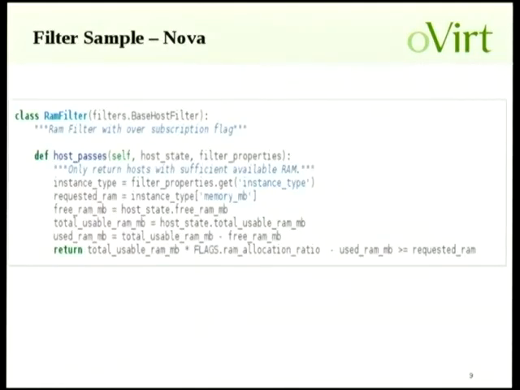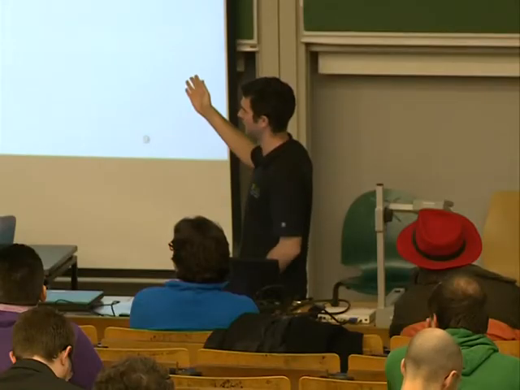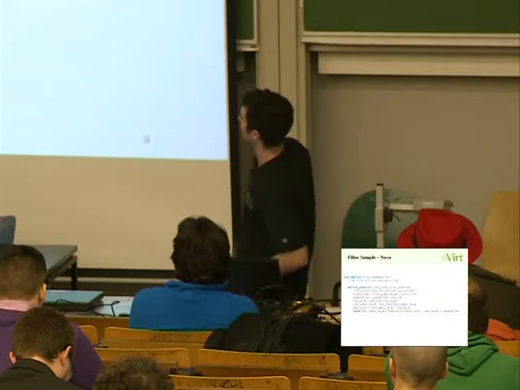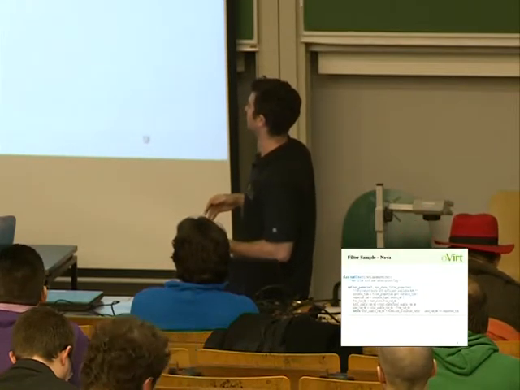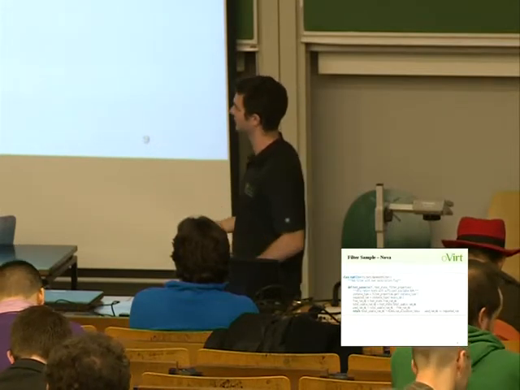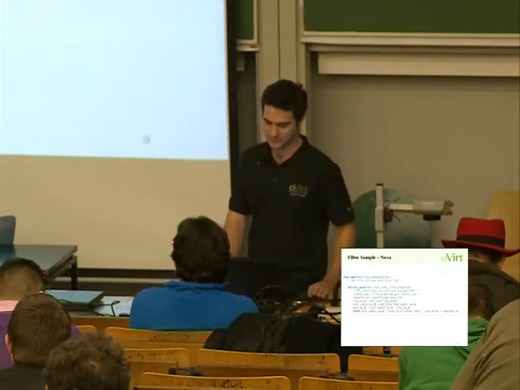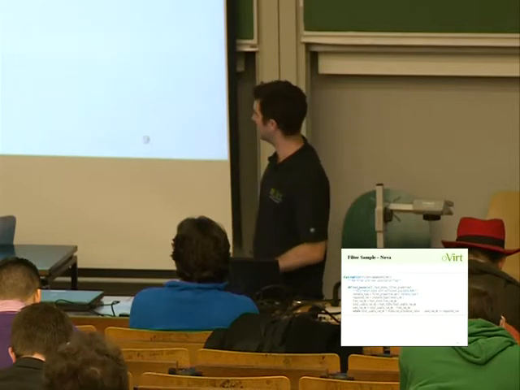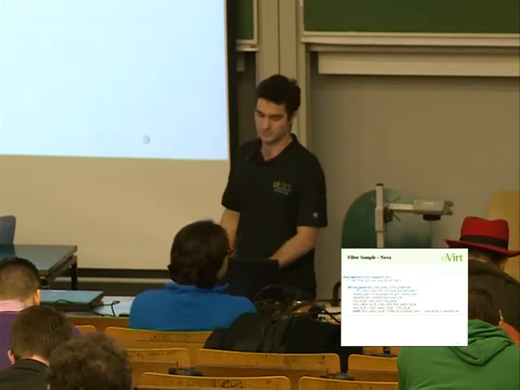Let's see a simple sample for Nova Scheduler. This is a RAM filter written in Python. Basically, it's a very simple method that gets a single host's data and a set of properties, and then runs really simple code that either decides this host is in the scheduling process or excludes it from the scheduling process according to the requested RAM for that VM. Okay.